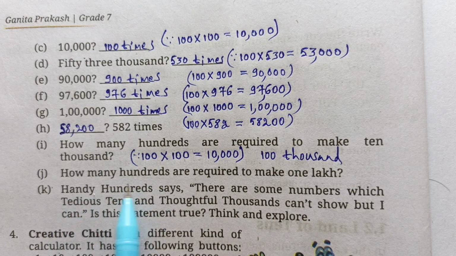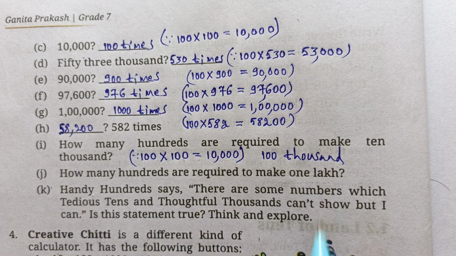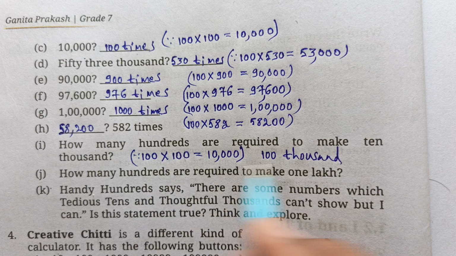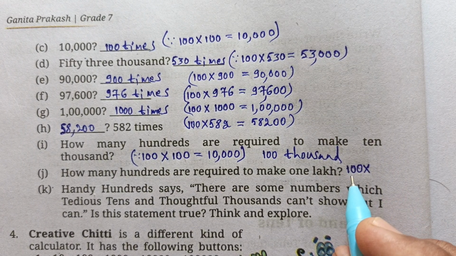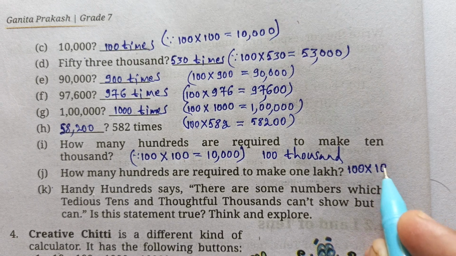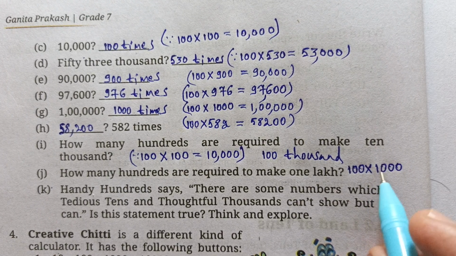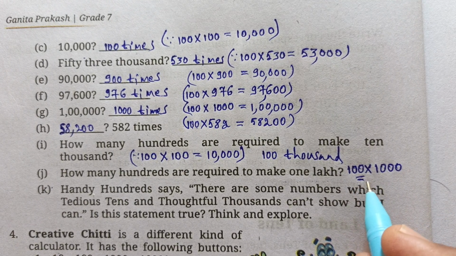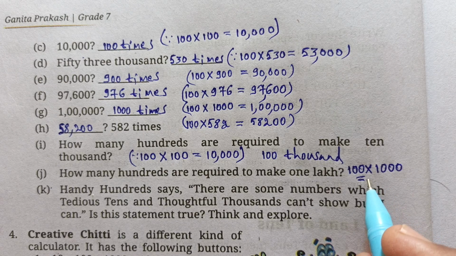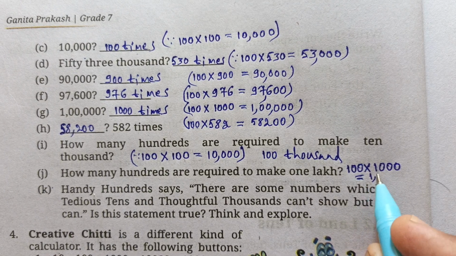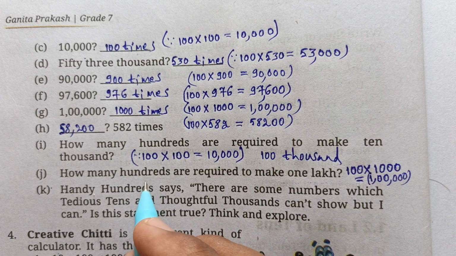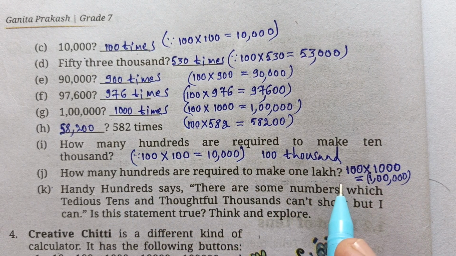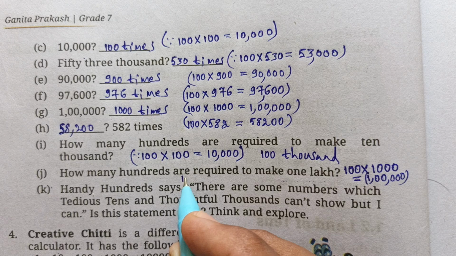Next, coming to J bit, how many hundreds are required to make 1 lakh? That means here we multiplied the 100 button 100 times, we get 10,000. If you press that button 1000 times, then we get 1 lakh. So the answer is, how many hundreds are required means 1000 hundreds are required.